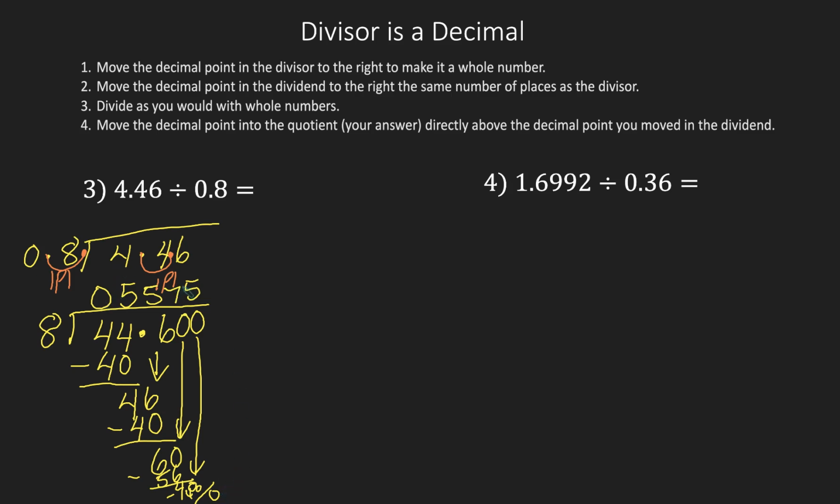So here are my numbers for my quotient, which is 0.5575. So remember, here's my decimal point. So it's going to come directly right here in the middle. And there's my answer, 5.575. And I'm finished.